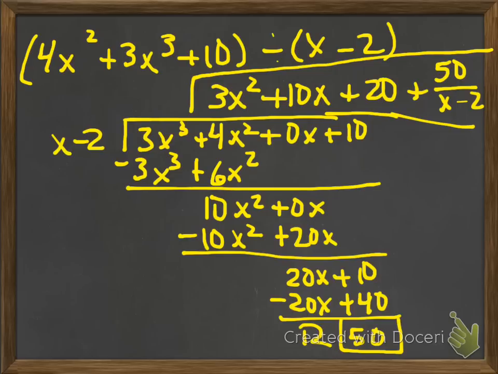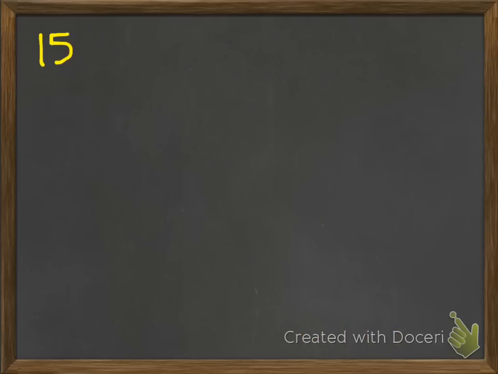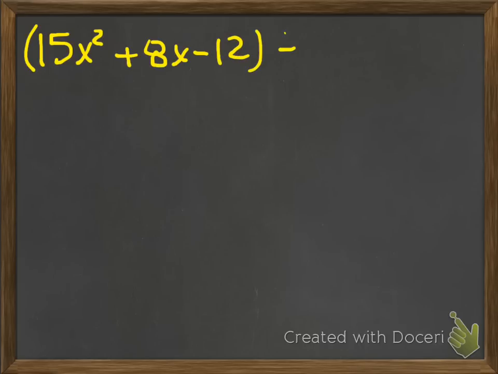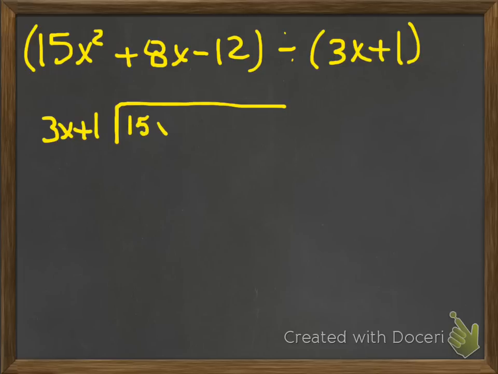Okay, final example. 15x squared plus 8x minus 12 divided by 3x plus 1. Okay, so this time you notice I put a 3, or a number in front of the x, not to try to make it more difficult, but to kind of still just have you doing some work.